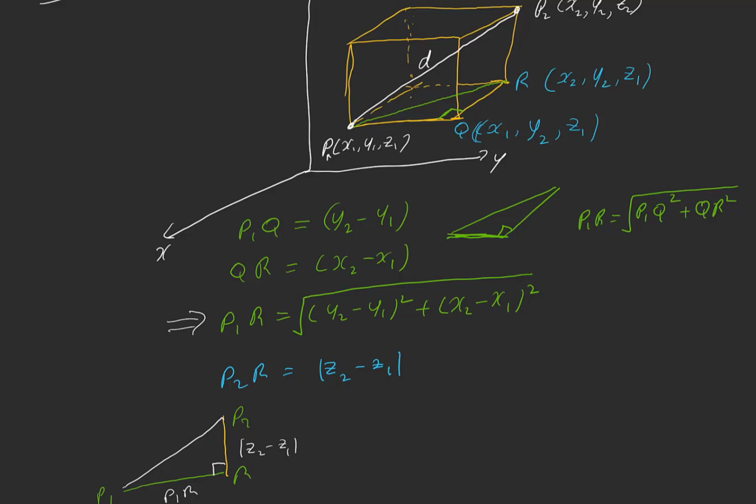So let me use that to find P1P2. That is D, which equals the square root of P1R squared, where P1R is the square root of (y2 minus y1) squared plus (x2 minus x1) squared, plus P2R squared, that is (z2 minus z1) to the power 2, then take the square root.